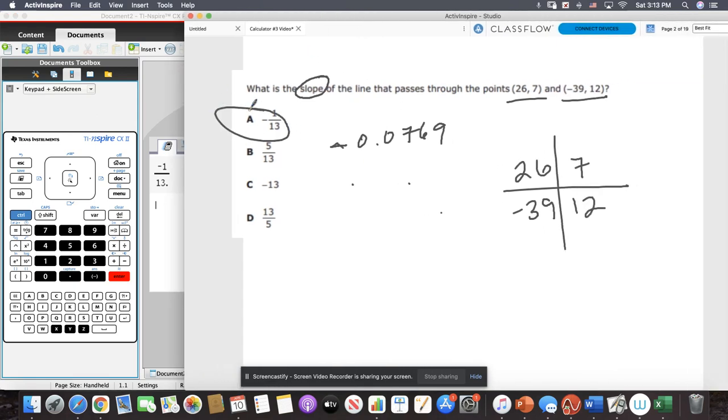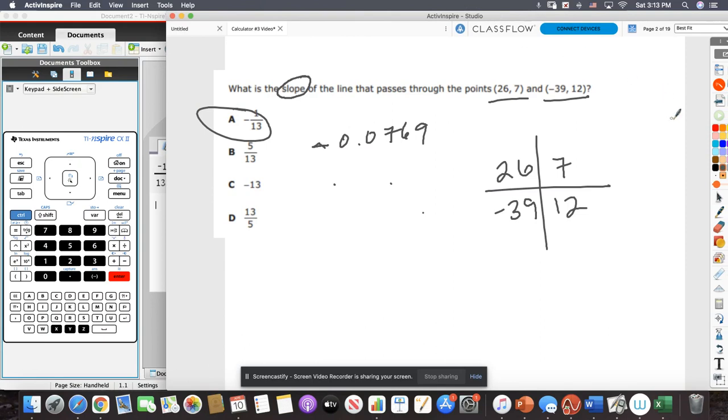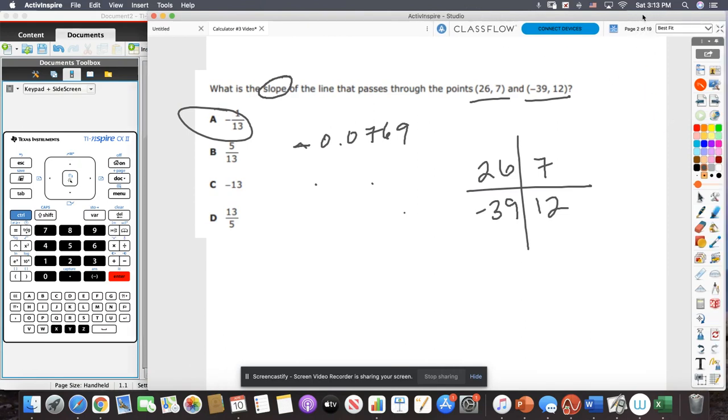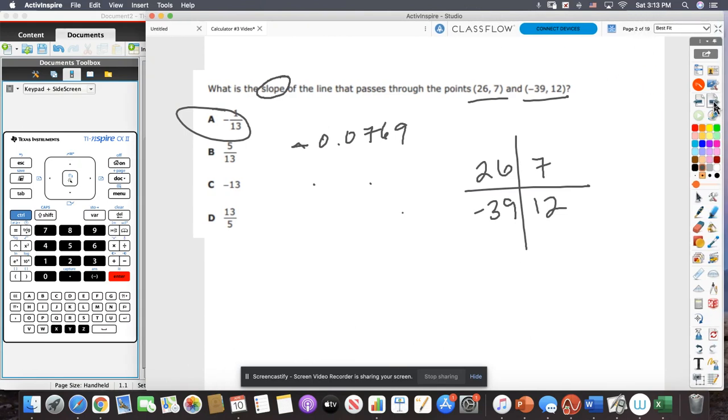So there would be my answer. Okay, now usually I only do one example. I'm going to do a couple examples because I know it's a lot of steps in the calculator, and I want you to see some different formats that the questions come in.